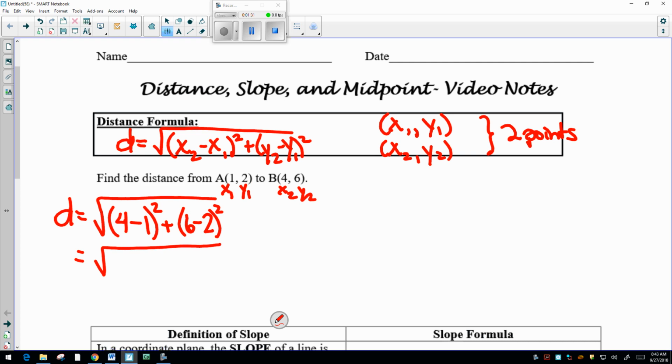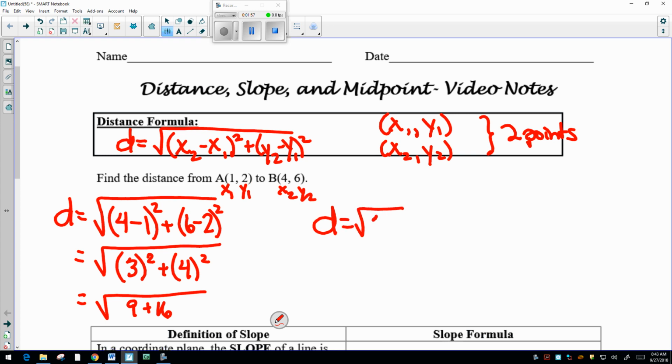Now just be careful with your order of operations. You want to simplify within the parentheses first. So 4 minus 1, we get 3 squared. 6 minus 2, we have 4 squared. Now we still want to square each of those. So 3 squared, we get 9. To that we add 4 squared, which is 16. So when you add 9 and 16, we currently have the square root of 25, and this is a perfect square. This will simplify down to a distance of 5. So the distance between those 2 points is going to be 5 units.